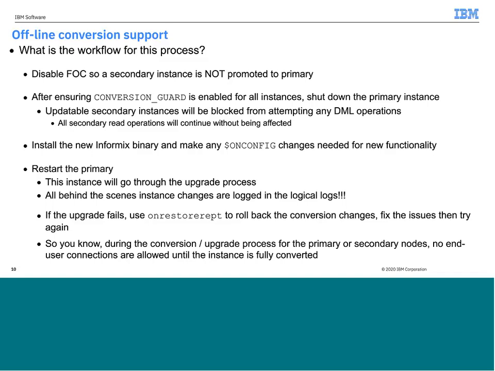If this primary upgrade fails, bingo, here's where conversion guard comes in. You can play around with on restore report to figure out what broke, fix it, and so forth, okay? By the way, as you're going through this in-place upgrade, whether it's on the primary or secondary, none of your end user sessions will be able to connect to the instance. It will be in an administrative type of mode. So nobody can get in until the instance is fully converted and online.